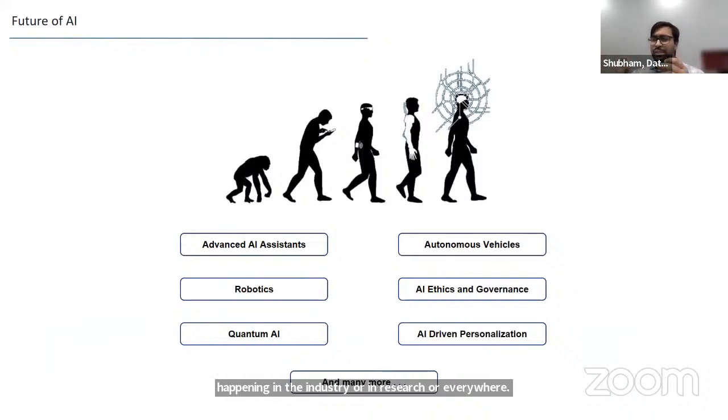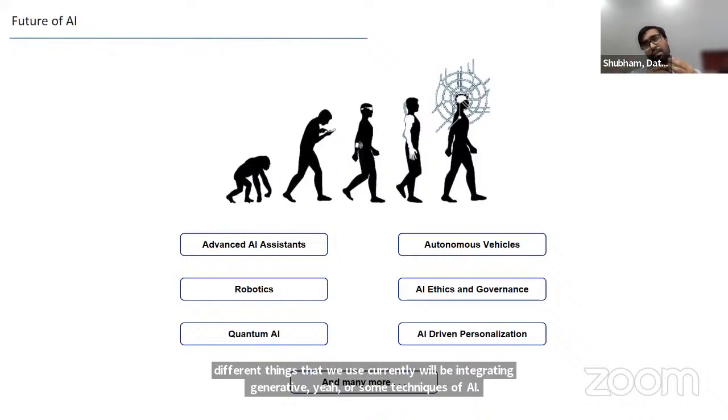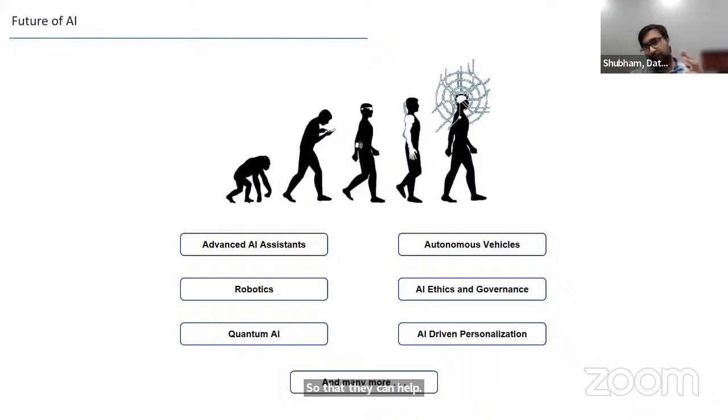So it will basically affect us in day-to-day life. Whatever apps or different things that we use currently will be integrating generative AI or some techniques of AI so that they can help users experience the platform in a different way.